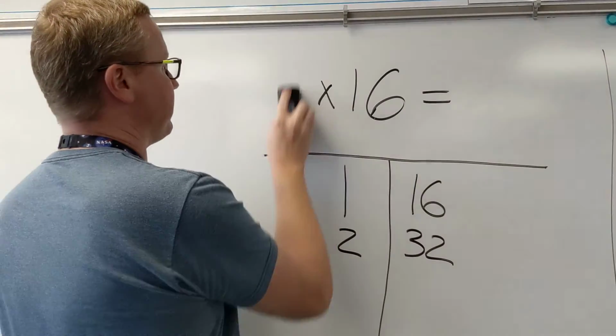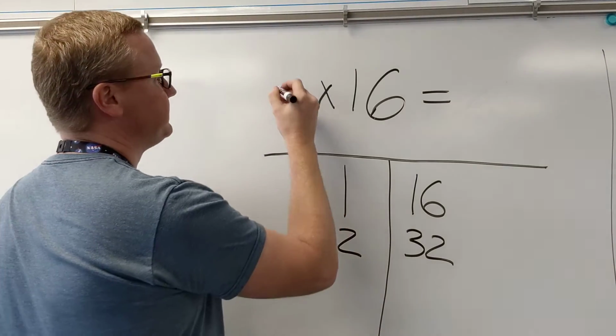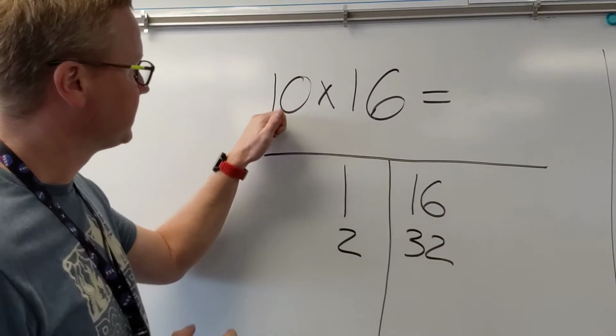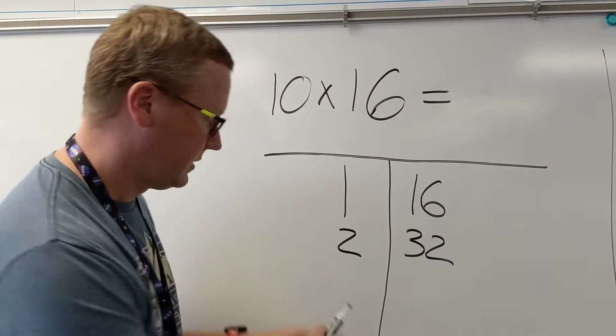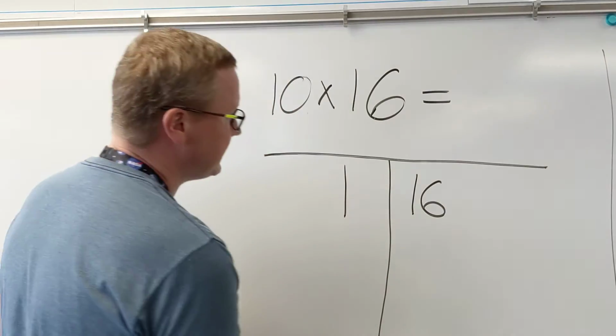Let's look at a number that we like to multiply, and you probably know how to do it, but we're going to look at it a little more closely. So 10 times 16. I'm going to get rid of this right here so we can have a closer look at these. 10 times 16.